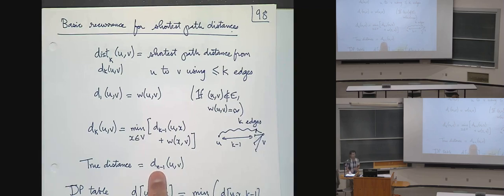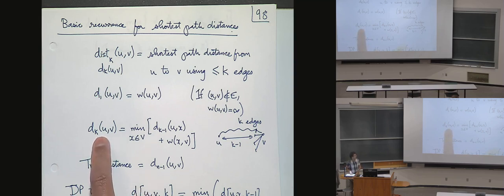And if you say at most n minus 1 edges, that's the true shortest path. Right? Because no path is going to need more than n minus 1 edges. Because you're just going to, worst case, go through all the other vertices. And that gives you n minus 1 edges. Okay? So far so good?